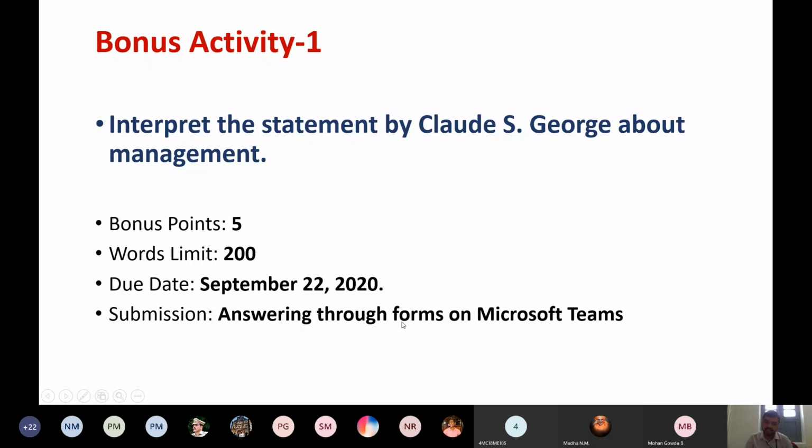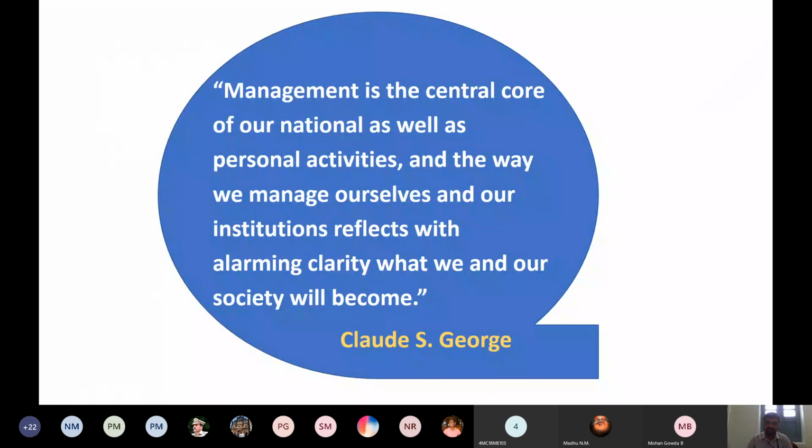I will create this question in forms on Microsoft Teams. You have to type your answer in Microsoft Teams. Later I will evaluate. Once I create the form, I will inform in the WhatsApp group. Later you can start answering this question. This afternoon I will create this form. You can answer within tomorrow. So this is the question.